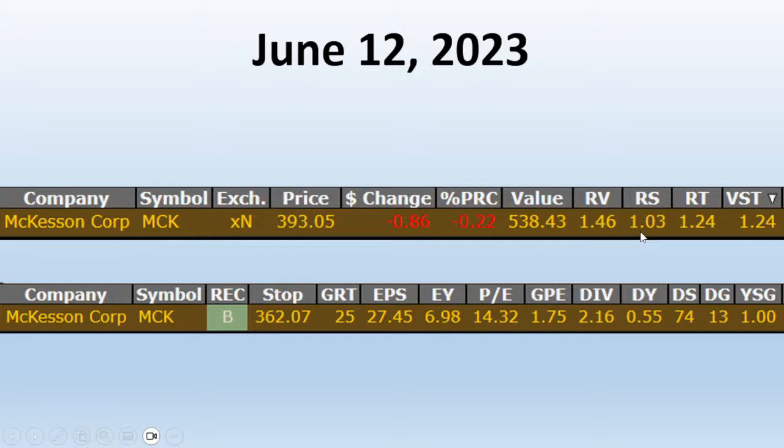So relative safety is an indicator of risk. It's a safe investment. It's trending up in price right now, and it's got a VST, which again combines all three at a good level of 1.24. Then you get into some other fundamental data: growth rate, earnings per share, earnings yield, PE ratio, growth to PE ratio, and this company pays a dividend as well. And all of that looks good. 25% earnings growth rate, solid earnings yield, pays a dividend.